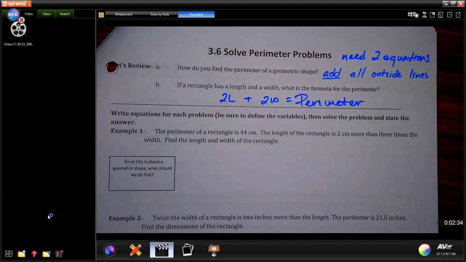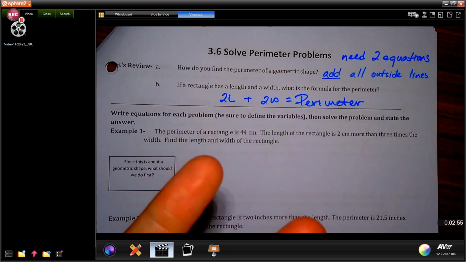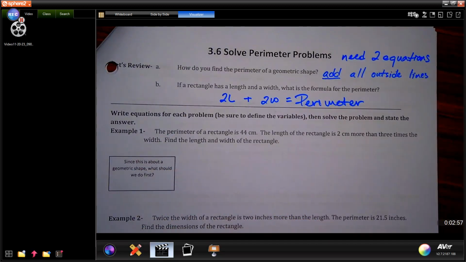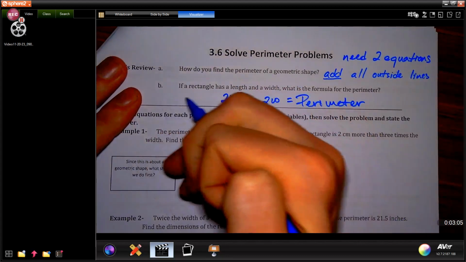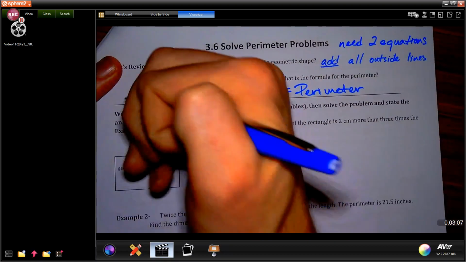Rectangle. It asks us here to write equations for each problem. Be sure to define the variables, then solve the problem and state the answer. Examples 1, 2, 3, and 4 are all going to be examples of using perimeter on rectangles. We're going to use L, which is length, and W, which is our width. You need to understand this equation, which I will use on every one.